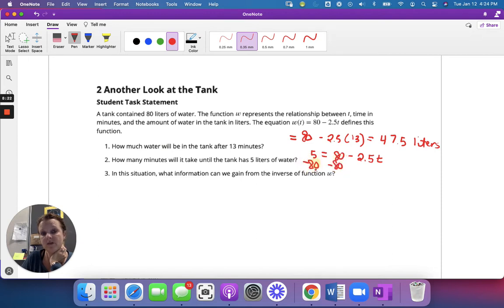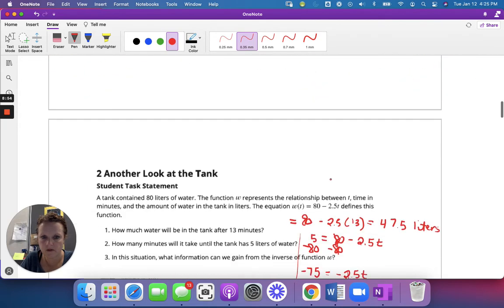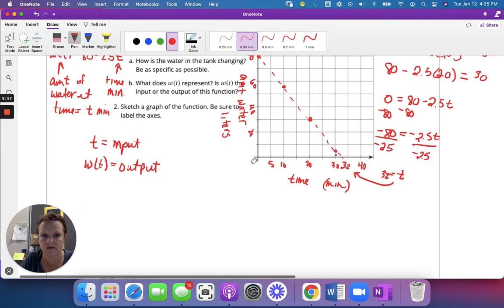What we're getting to is, it'd be easier if we knew the inverse function to do this. So I have negative 75 equals negative 2.5 t. Divide both sides, because we've already done this math once when we graphed the equation. But here we are doing it again because we didn't find the inverse yet. So negative 75 divided by negative 2.5 is 30 minutes. Yeah, which was right here. 30 minutes.